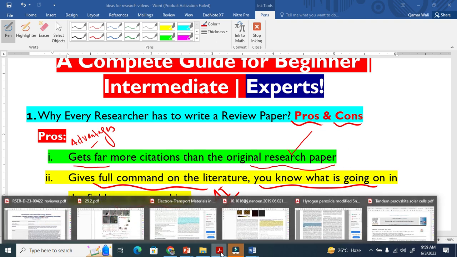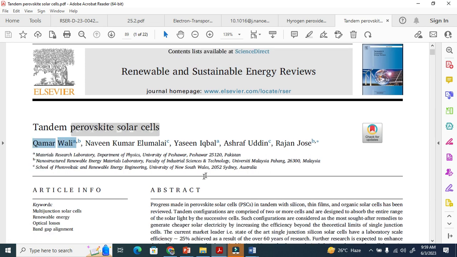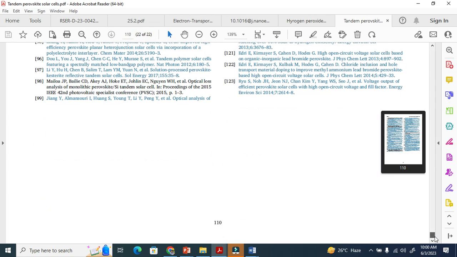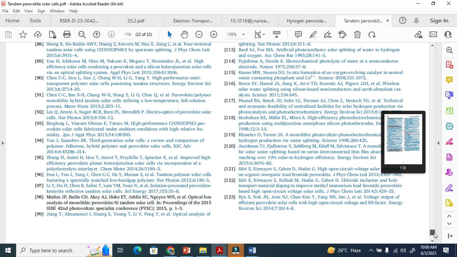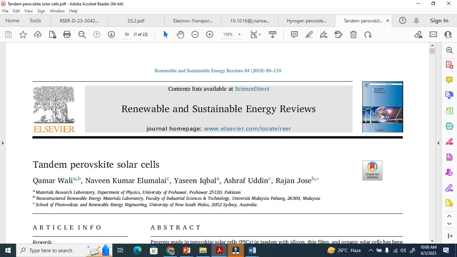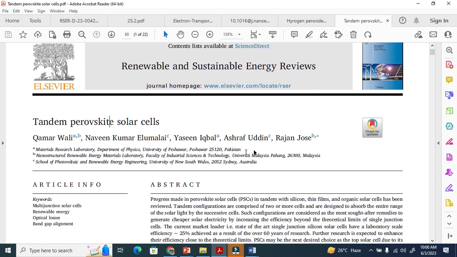Let me clarify this. This is my review paper. I wrote this review paper, Tandem Perovskite Solar Cell. This is my name, Kamran Ali. So, for example, here I reviewed how many references? 123. This means that I read at least 122 papers for writing this review paper, at least. So this means I have complete command of the literature.